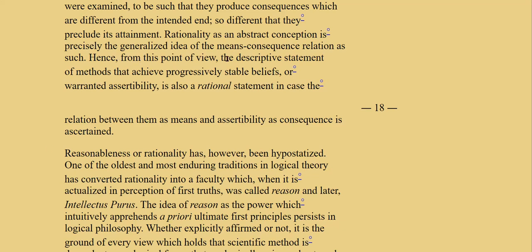So, hence, from this point of view of the relation of rationality being a relation between means and ends, the descriptive statement of methods that achieve progressively stable beliefs, so that get us to more and more stable beliefs, remove more and more doubt, or warranted assertability. This descriptive statement is also a rational statement in case the relation between them, I think he means the methods as means, and assertability as consequence is ascertained. So it is also a rational statement in case the relation between them is ascertained. So to the extent that you know the actual relation between the means and the ends and the institution of certainty or assertability.